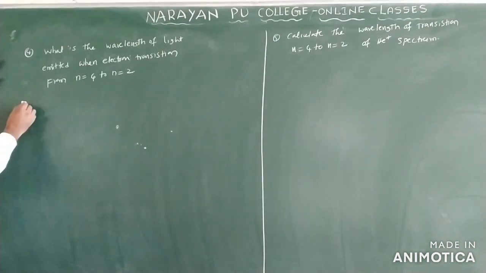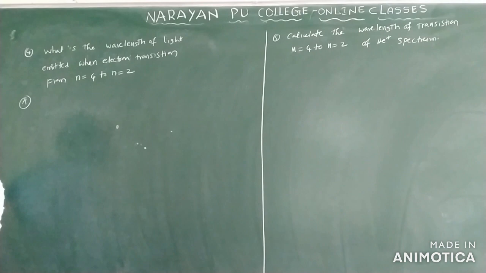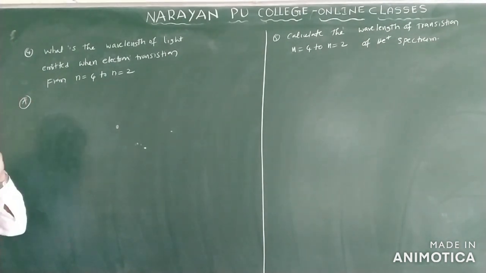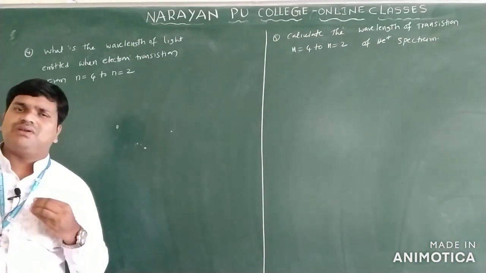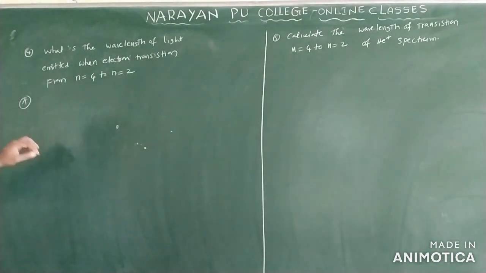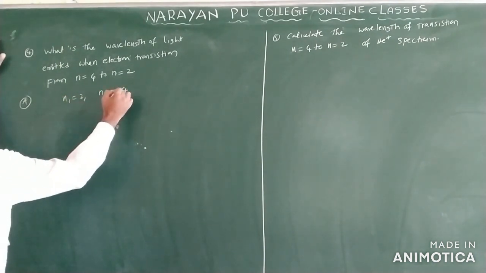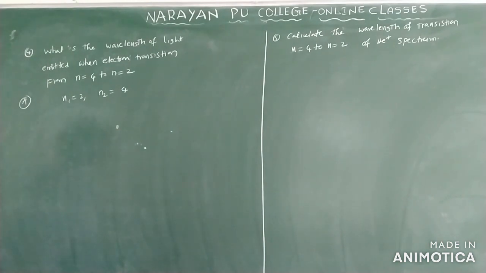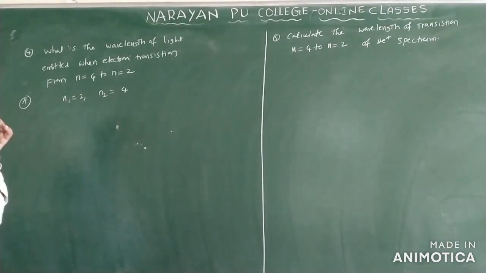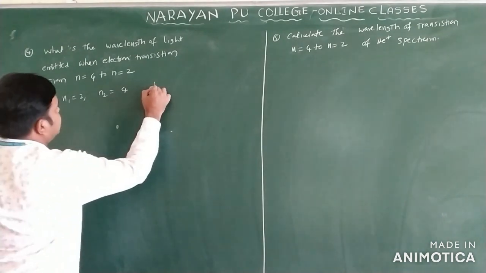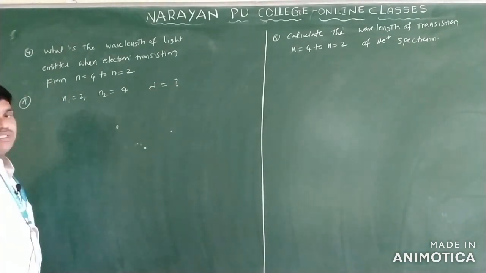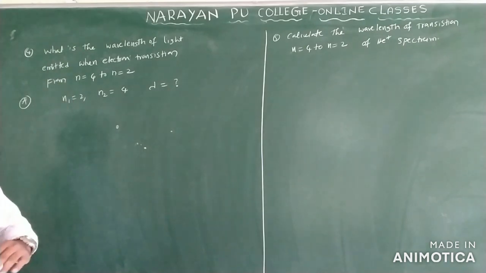See the next question, question number 4. What is the wavelength of the light emitted when electronic transition takes place from n is equal to 4 to n is equal to 2 only? How can you find n1 value and n2 value? n1 value is always the least, n2 value is the highest. So we write n1 is equal to 2 and n2 is equal to 4. n1 equal to 2 comes under the Balmer series. They are asking for wavelength lambda for this transition, for hydrogen spectrum only. Clear?